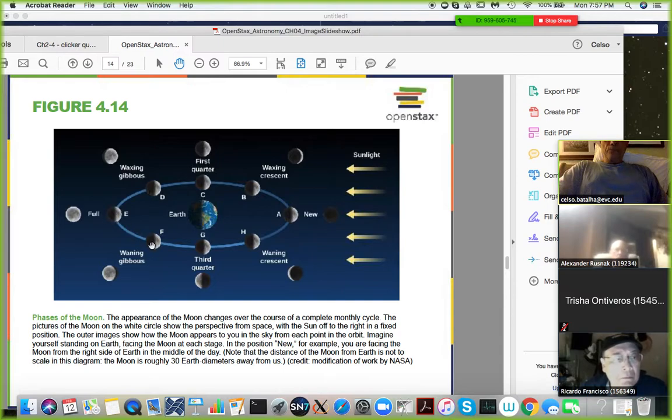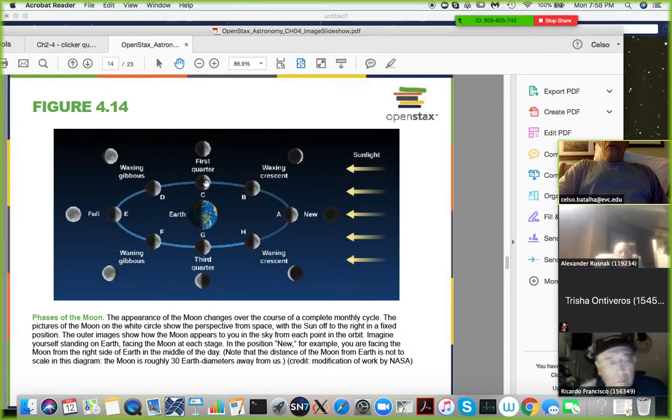gibbous, and full, the moon is always half lit by the sun, as well as Earth. Both Earth and moon don't have their own light, so the light comes from the sun, which means when we see the moon in the sky, we are seeing part of that hemisphere that is being lit by the sun. In the new phase, we don't see any of that bright hemisphere because we're standing on Earth. That bright hemisphere is facing away from Earth.